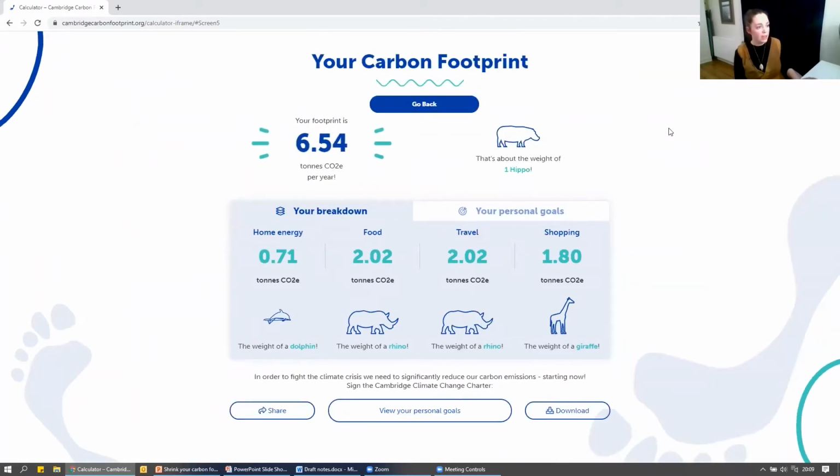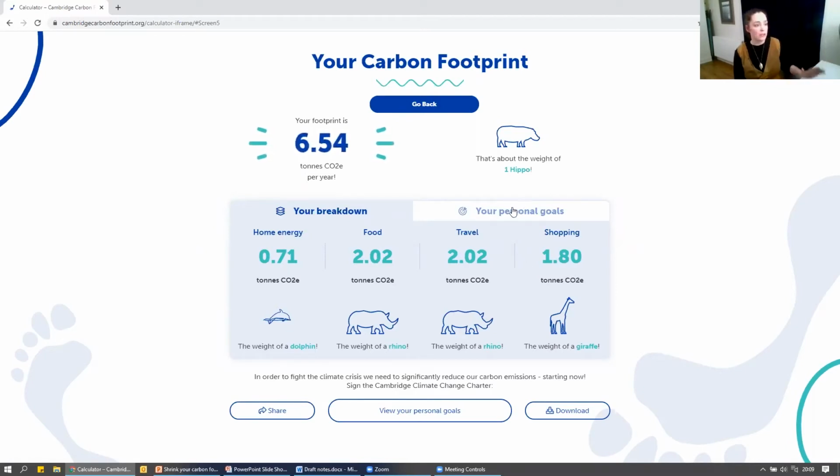And so this is my carbon footprint. What you can see is that comparatively, my home energy is lower. My food and travel are the higher ones. The travel will be primarily because I fly back to Australia, and the food probably because I still eat meat. That will be why that is a little bit higher. And shopping, that'll probably be the new fridge.